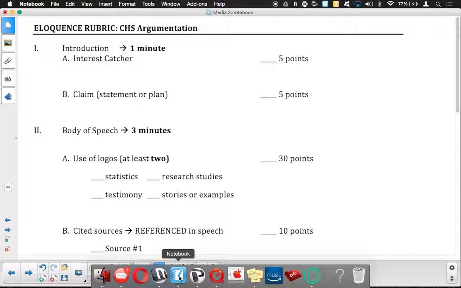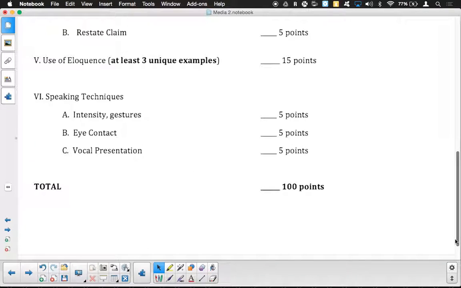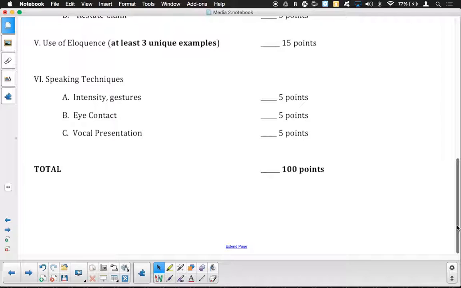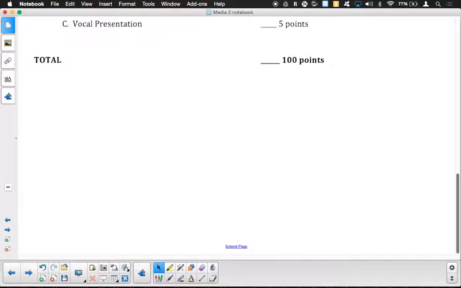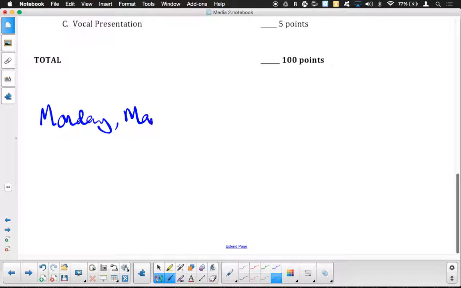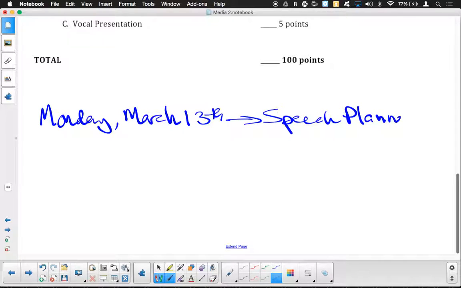All right. So works cited page is going to come to me, and a speech planner is going to come to me. So maybe if anything, down at the bottom of the page of your rubric, I'd at least try to make a little bit of a note just to remind yourself that that's what we're taking a look at. So the date for this, Monday, March 13th. Speech planner and works cited page.